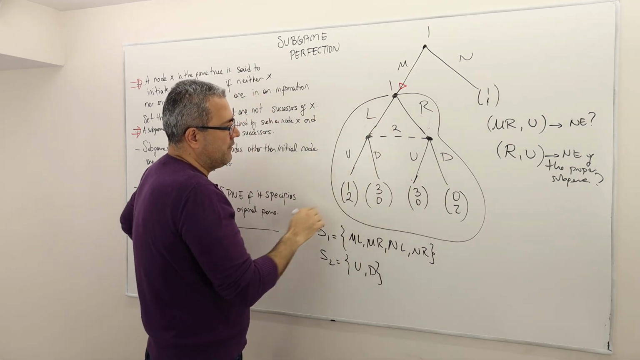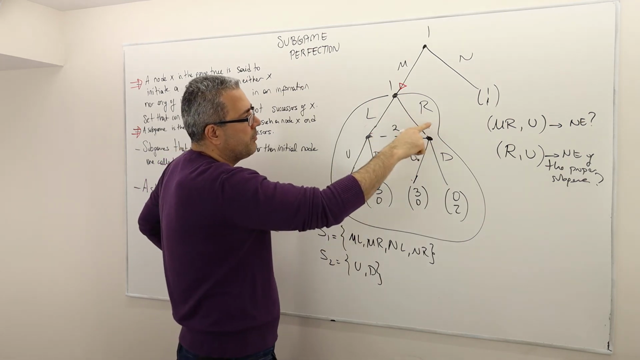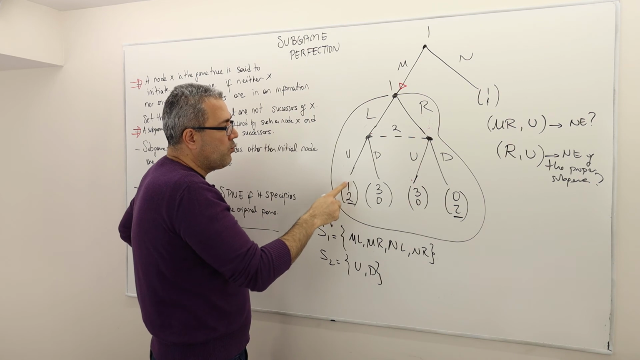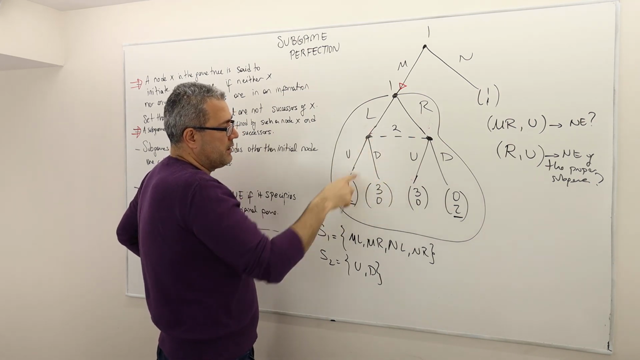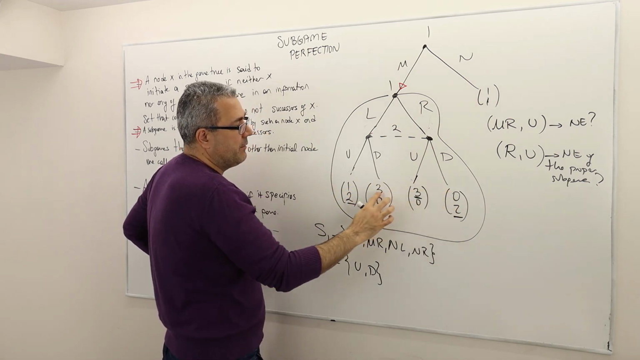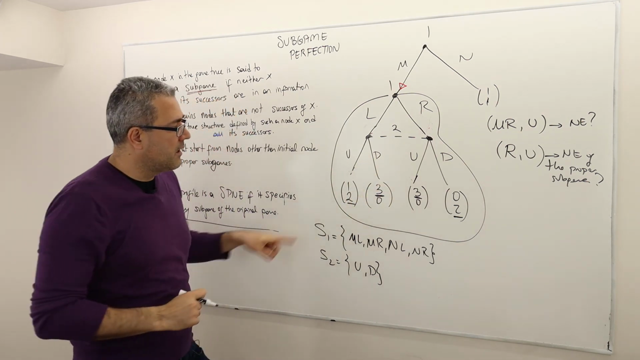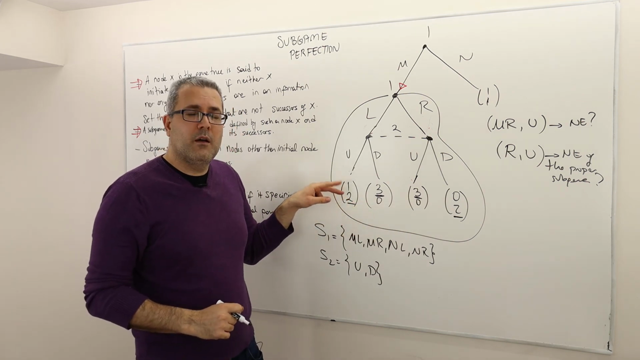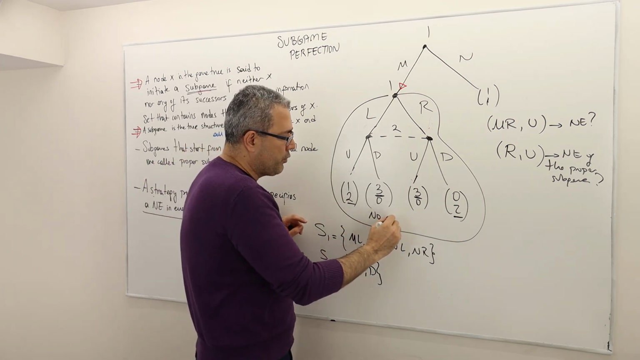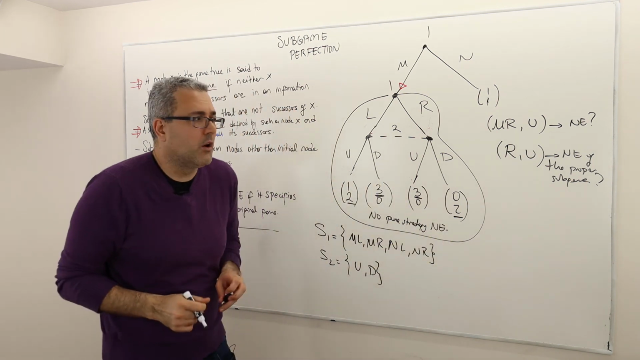If player 1 plays left, the best response for player 2 is U, so I underline this too. If player 1 plays right, the best response is D, so for that reason I underline this. If player 1 plays U, the best response is going to be R, so I'm going to underline this. And if player 2 plays D, the best response is left, so I'm going to underline this. So what do I see? There is no payoff pair that is underlined for both. That means there is no pure strategy Nash equilibrium.